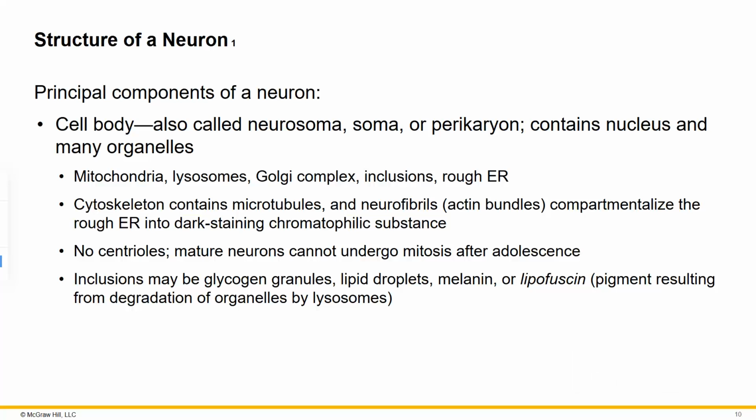The cell body has all of the same types of organelles that you'd find in any normal cell. There's no centrioles because they can't undergo mitosis. As I talked about previously in the class, some cells just can't divide. And if they can't divide, then all you're going to see is the rest of the organelles. You're not going to see centrioles.